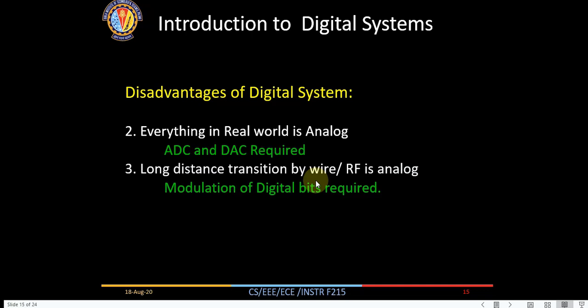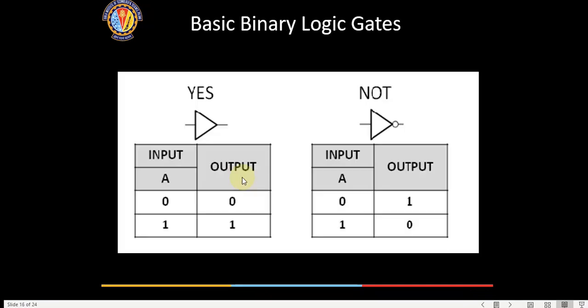Within the chip, within the laptop, within a PCB, it is always digital. Whenever long distance, the key here is long distance. Even for short distance from place A to place B, you can have digital within your room or something like that. But even with Bluetooth or Wi-Fi, it doesn't transmit digital. It will transmit analog signals, some frequency for zero and some other frequency for one. So that is the disadvantage.